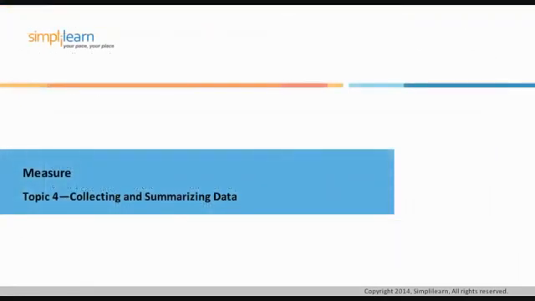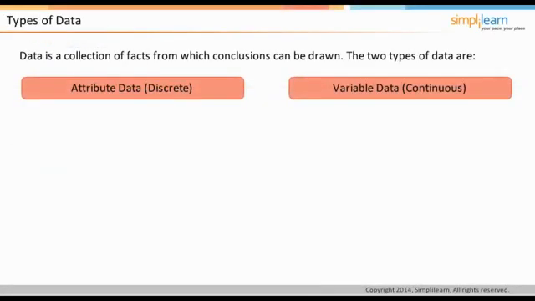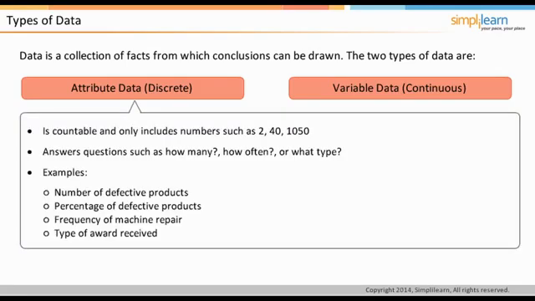In this topic, we will discuss collecting and summarizing data in detail. Let us learn about types of data in the following screen. Data is objective information which everyone can agree on. It is a collection of facts from which conclusions may be drawn. The two types of data are attribute data and variable data. Click each type to know more.